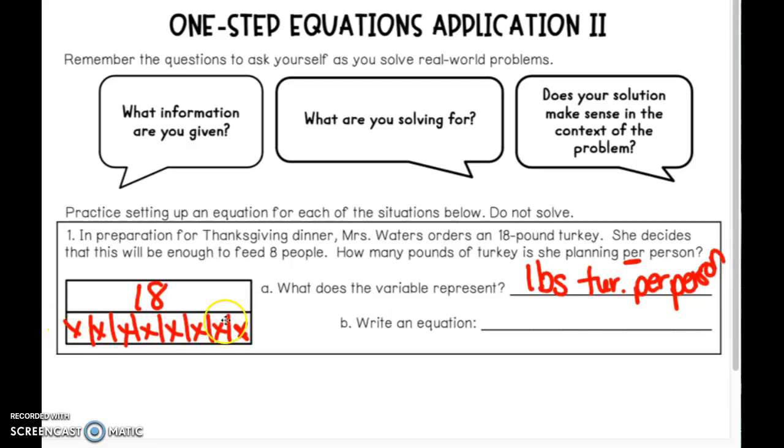So we have 8x equals 18. So 8 times this, so we're going to divide both sides by 8. Oh, we weren't going to solve this. But if you were, remember you divide both sides and then x would equal a certain number. Sorry, I didn't even follow my own directions.